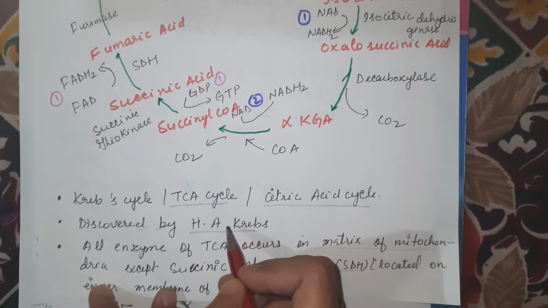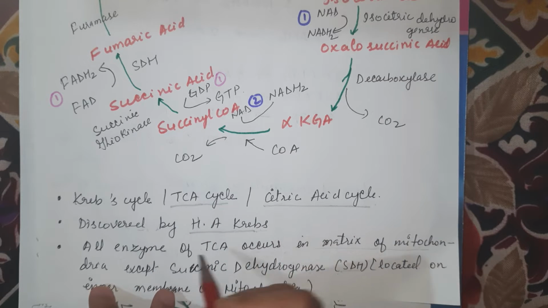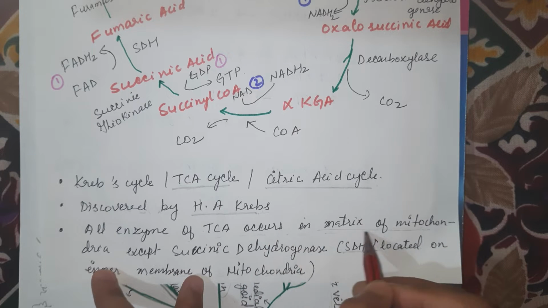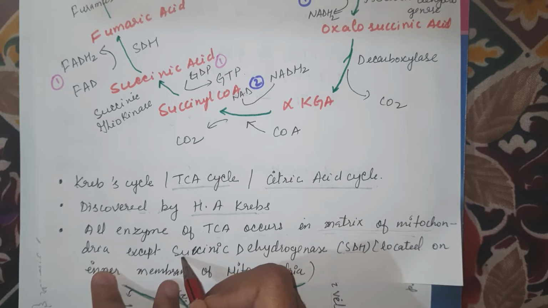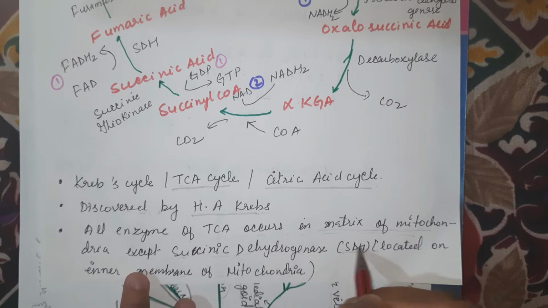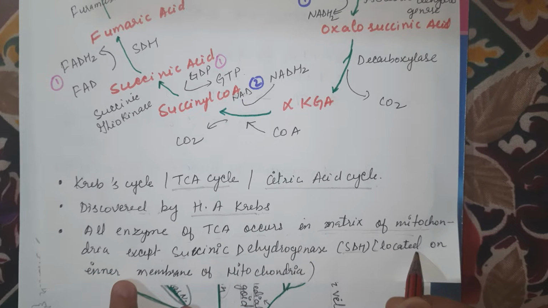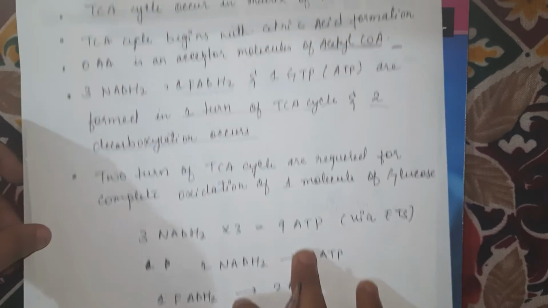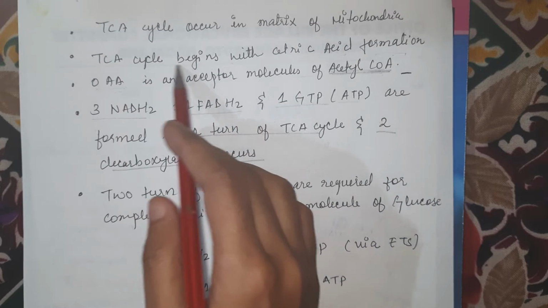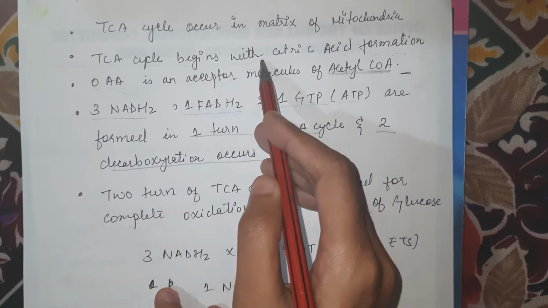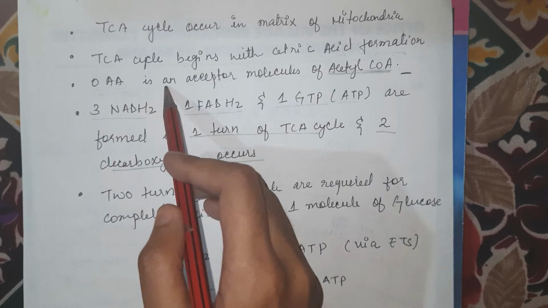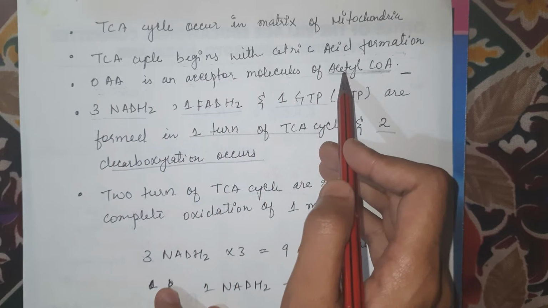The tricarboxylic cycle occurs in the mitochondrial matrix. All the enzymes of the TCA cycle occur in the matrix of mitochondria except succinic dehydrogenase (SDH), which is located on the inner membrane of mitochondria. The TCA cycle begins with citric acid formation. Oxaloacetic acid is an acceptor molecule of acetyl-CoA.